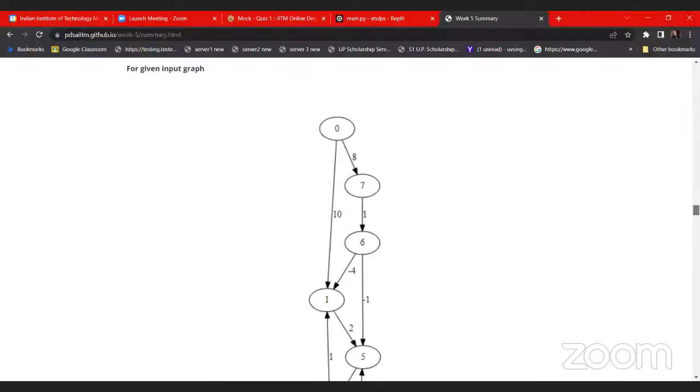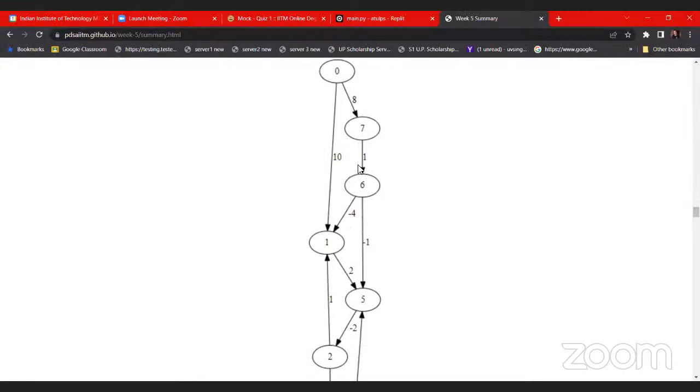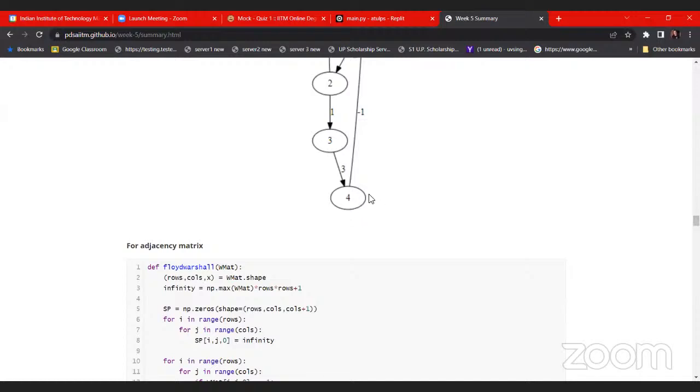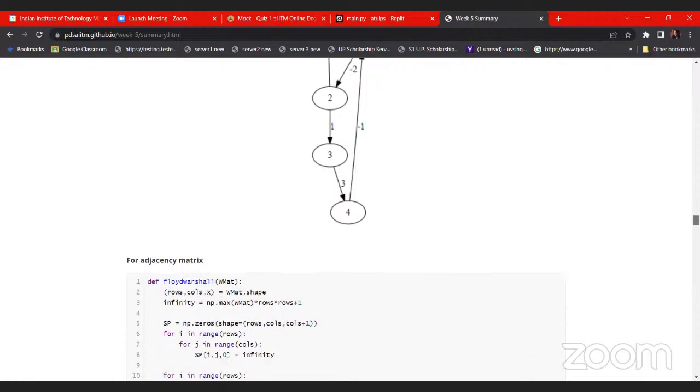So for example, for this graph, 1 2 3 4 5 6 7 8. For 8 vertices, this is very difficult to calculate manually using the Floyd-Warshall algorithm. You have to create an 8 by 8 matrix 8 times. You can think of it as a total of 64 into 8 calculations that you have to do with this formula.